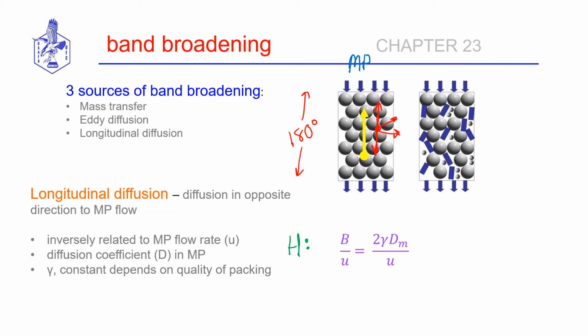In the numerator of this equation, we have a constant that once again depends on the efficiency of our packing, so don't worry too much about that. And this one is proportional to the diffusion coefficient of our particular molecule in the mobile phase. So unlike the previous two influences on the band broadening and the plate height, this one is inversely proportional to the mobile phase flow rate.